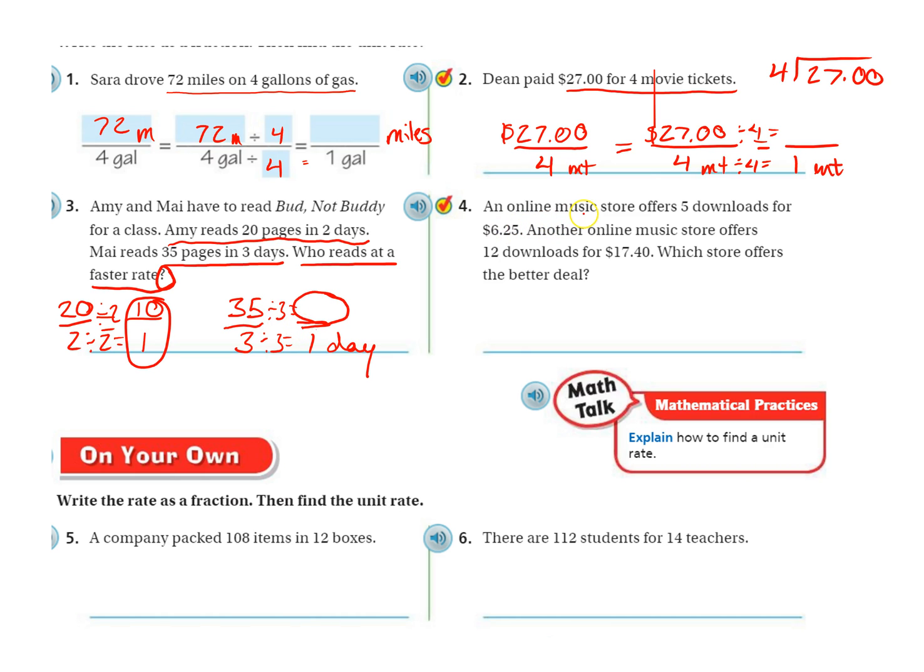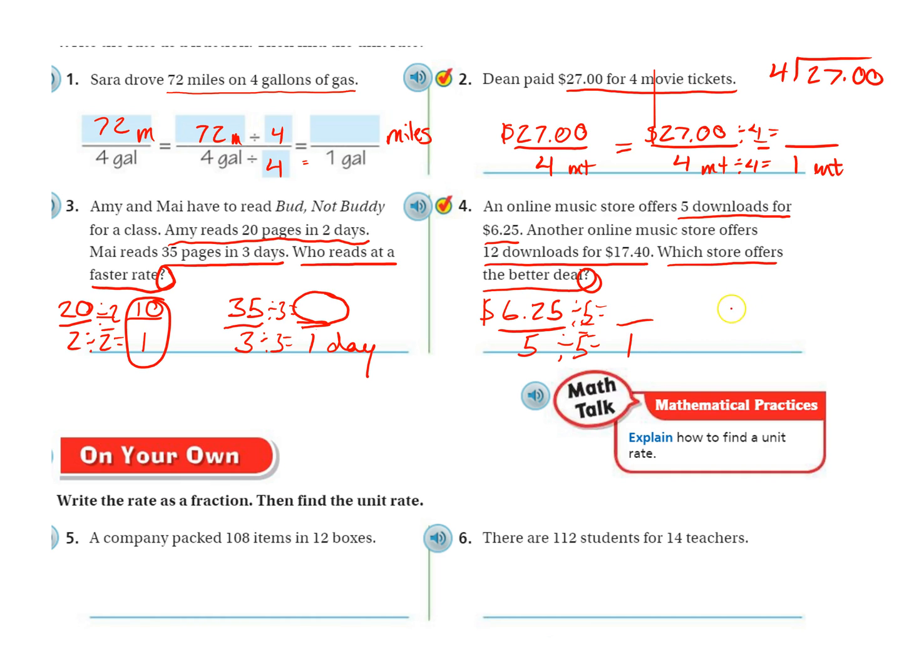Okay, number 4, an online music store offers 5 downloads for $6.25. Another online music store offers 12 downloads for $17.40. Which store offers the better deal? So again, you're setting up those ratios, okay? $6.25, so money on top, downloads on the bottom. You're going to figure out how much it costs for 1 download, and again, you're going to have to divide by 5. And once you know that, you know what you need to divide the top by. So that's going to tell you the cost for 1 download at that music store.